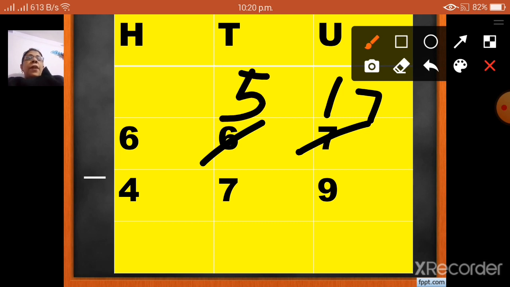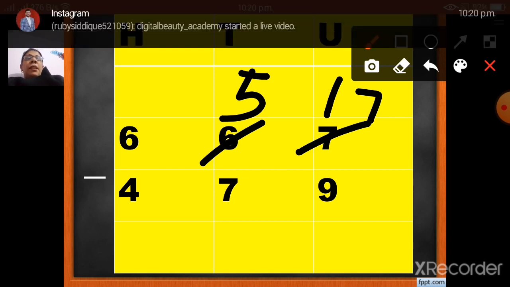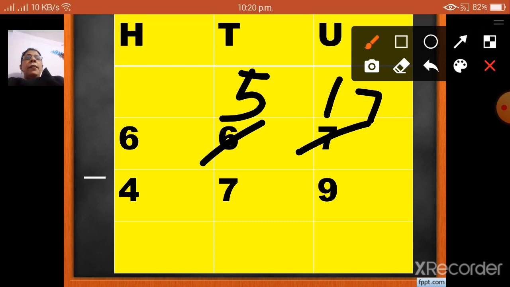Why are we making this 5? Because I borrowed 1 from 6 and I made 7 into 17. So 17 minus 9 will be, after 9, count 10, 11, 12, 13, 14, 15, 16, 17. So 17 minus 9 will be 8.